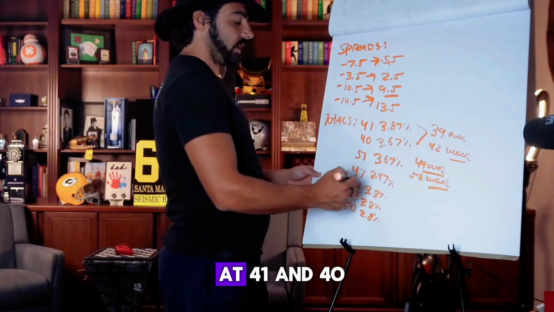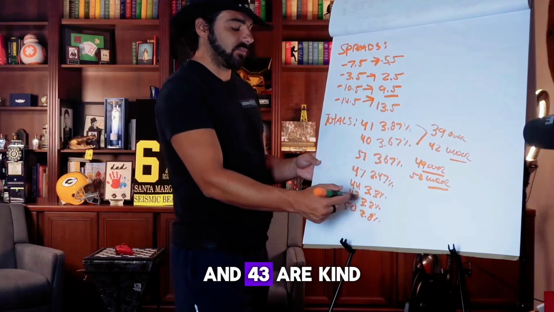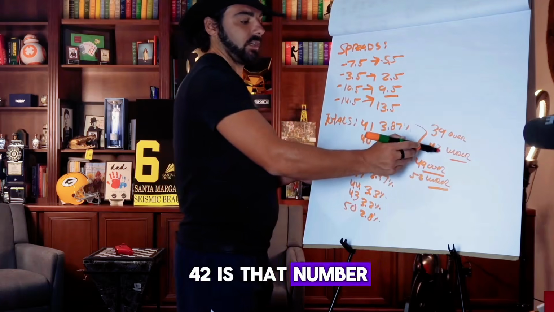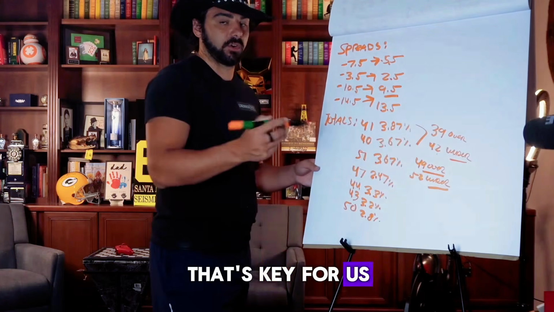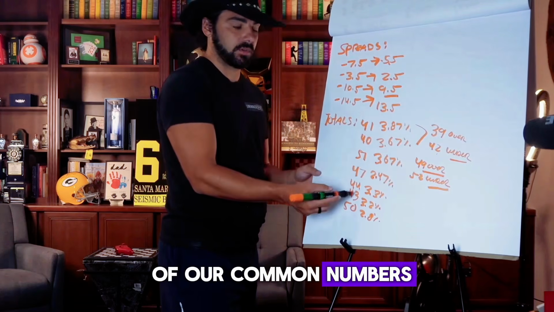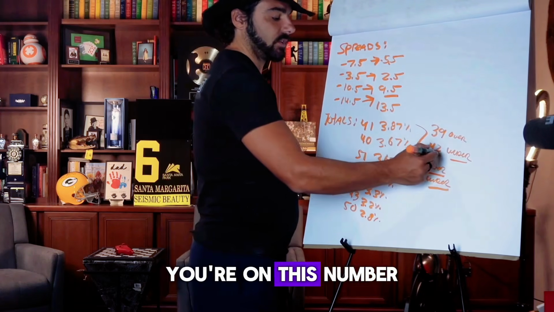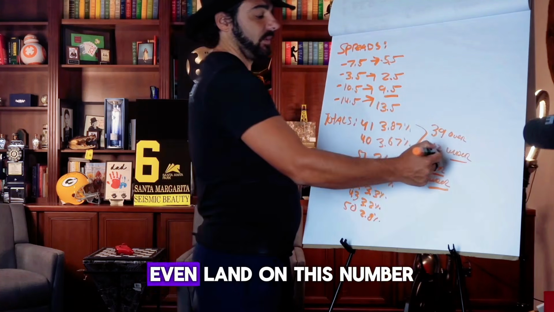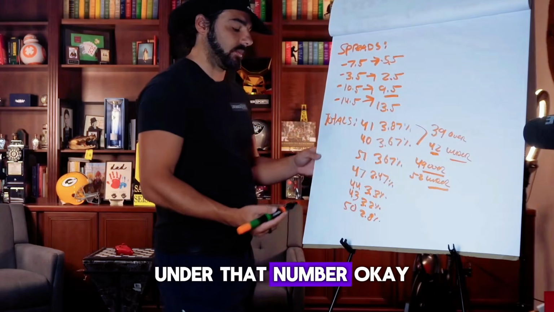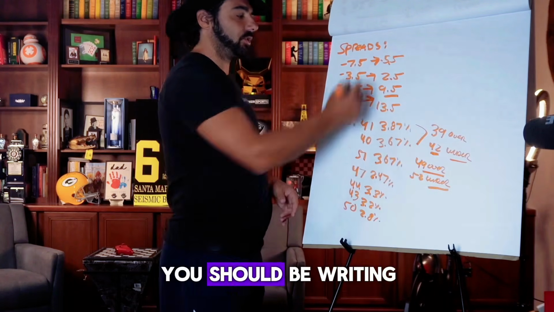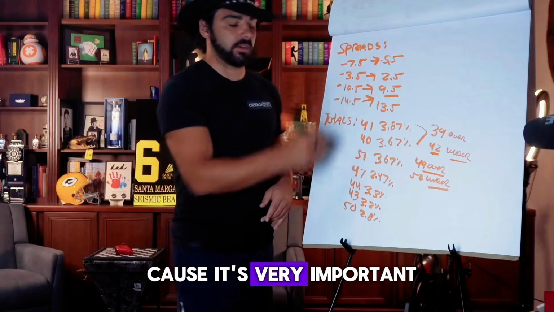Now, like we were looking at 41 and 40, you can see 44 and 43 are kind of sandwiched in between where that 42 would be at. 42 is that number. Like I said, that's key for us to be on, because look, it's not one of our common numbers, and most likely if you're on this number, you're going to have a pretty good shot at being able to either land on this number or it's going to go under that number. Okay, but you got to be paying attention.